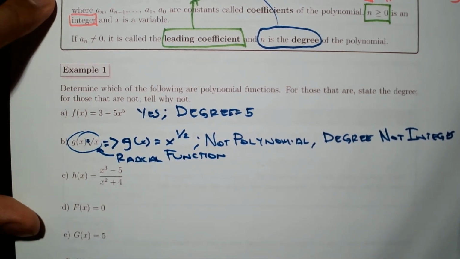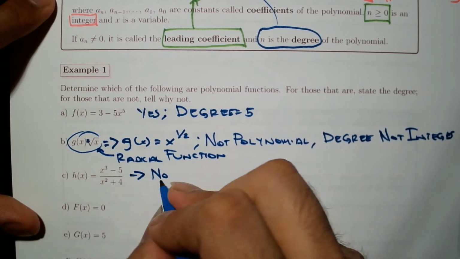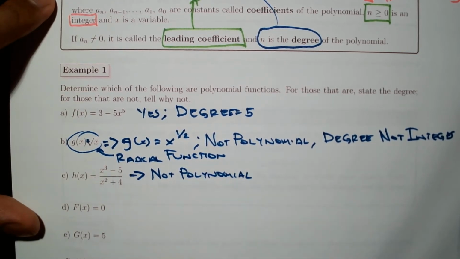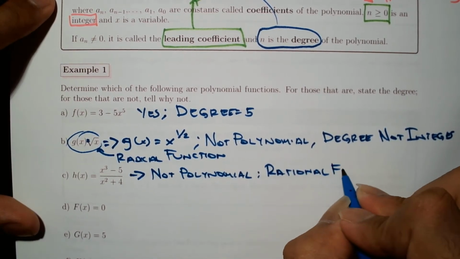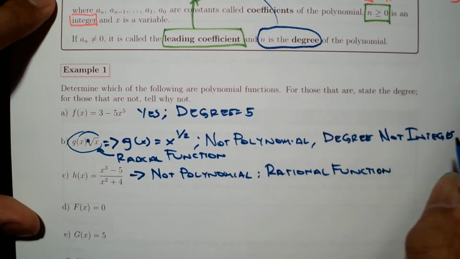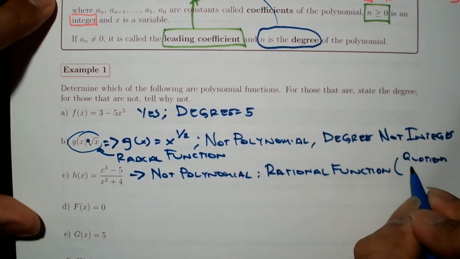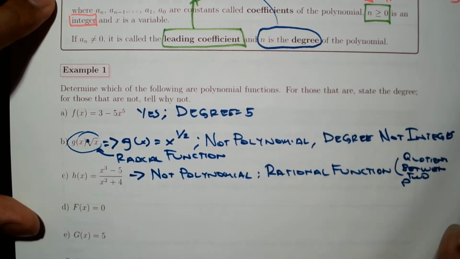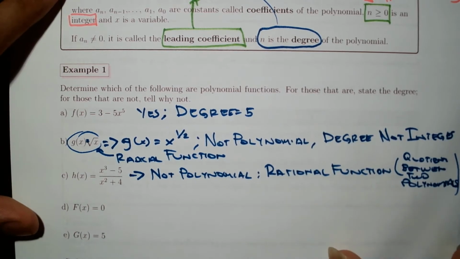That's what it is. Letter C. This is not a polynomial. This is in fact a rational function, which is the quotient between two polynomials, actually. So that's why this is not a polynomial function.